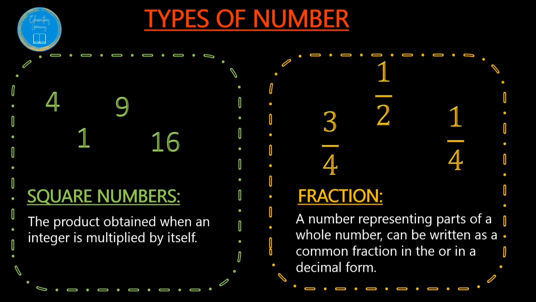Last but not least, our next term is fraction: a number representing parts of a whole, which can be written in fraction or decimal form. For example, if we have to divide a sandwich between two persons, then half of the sandwich will be given to the first person and the other half will be given to the other person.